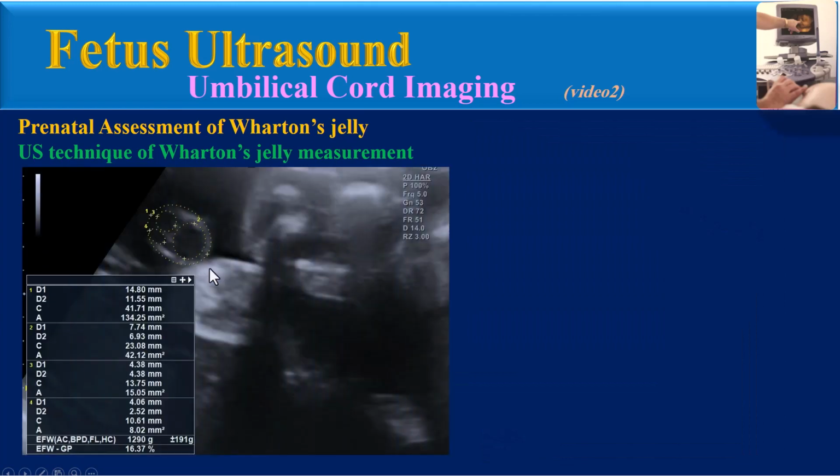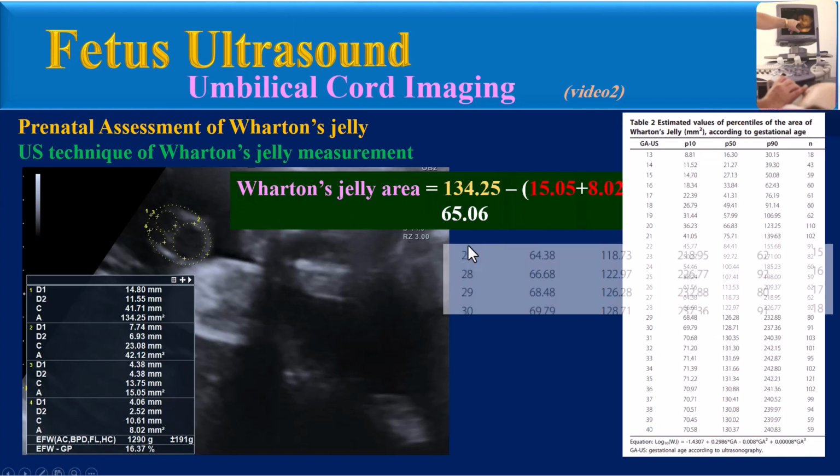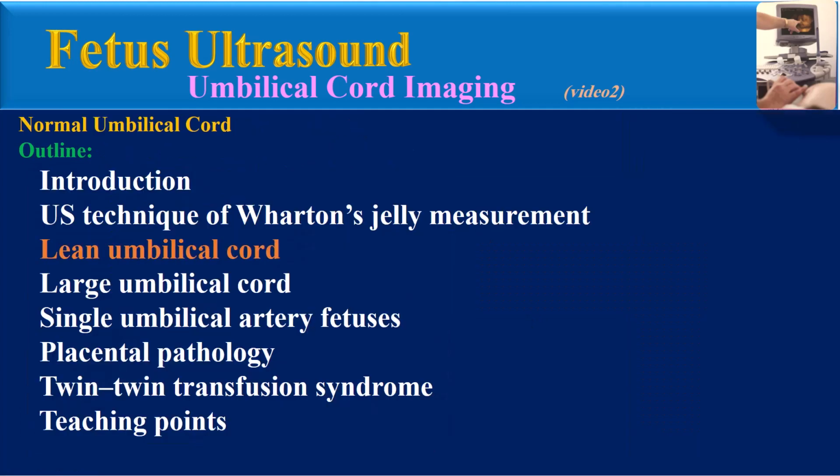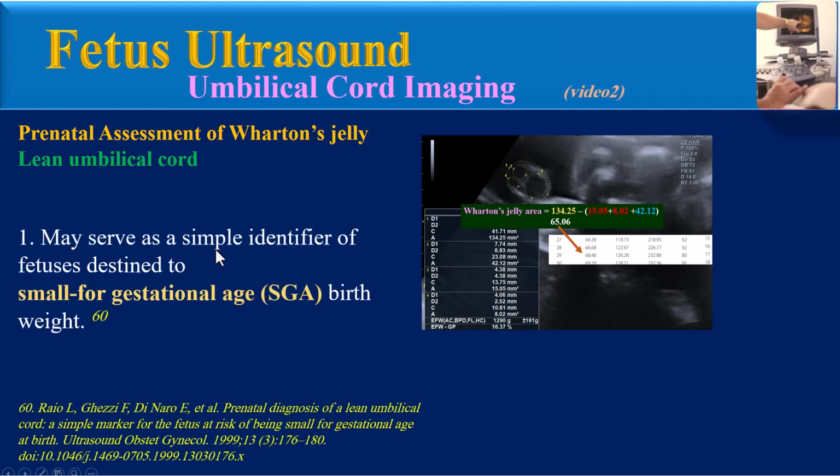This image is related to a small for gestational age fetus at 29 weeks gestation in our center. As you can see, the Wharton's jelly area of this patient is less than 10th percentile for gestational age. Lean umbilical cord. If we detect a lean umbilical cord by prenatal sonography, what can it indicate? At first, it may serve as a simple identifier of a fetus destined to a small for gestational age birth weight, like our patient.